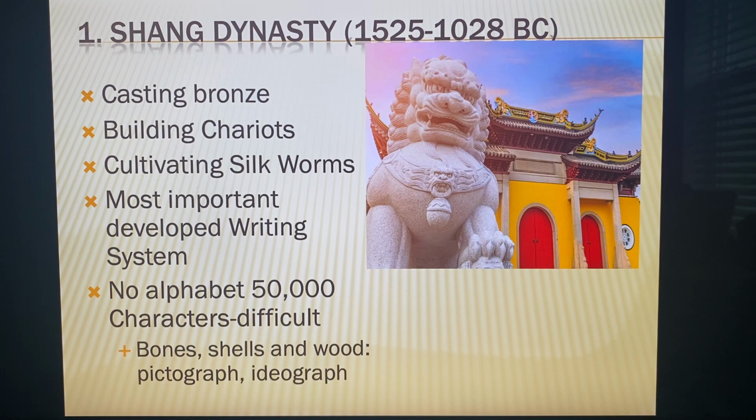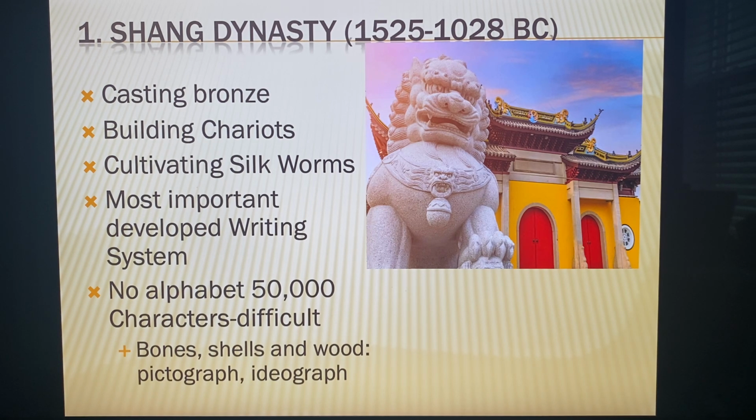But the most important development during this time was writing. They developed a writing system. Even though their writing system was very difficult, because they didn't have an alphabet, and they had 50,000 characters. You can imagine, not like we have 26 or whatever in our alphabet.